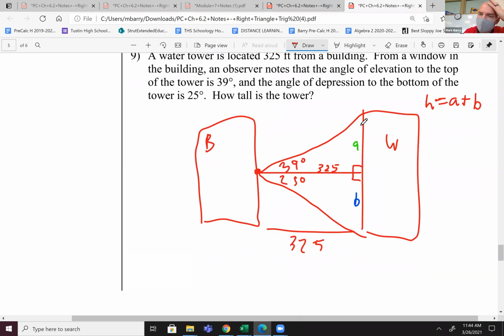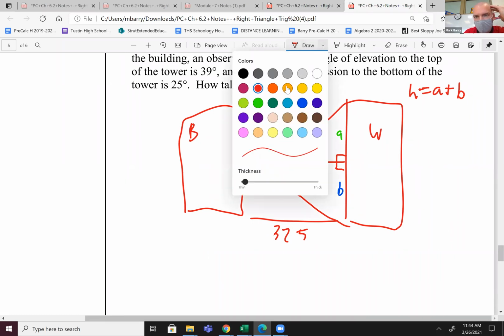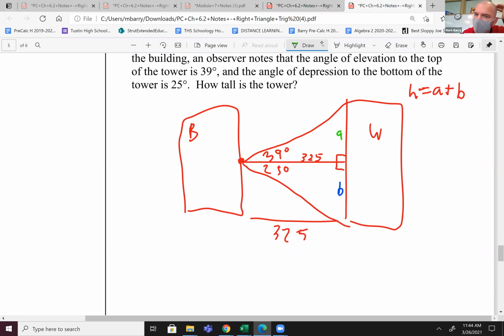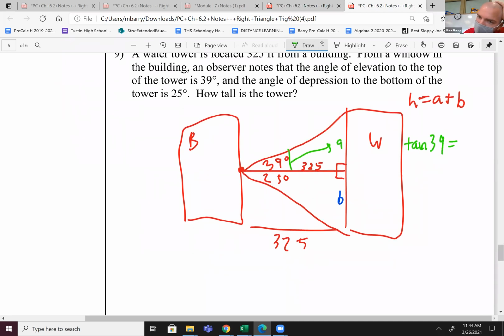All right, so let's find A and B now. Right off the bat, it looks like both of them are tangents to me. So we have our angle here. This is opposite. This is the hypotenuse. So 325 is the adjacent. So yes, I'm going to use tangent of 39 equals A over 325. So that means that A equals 325 times tan 39.